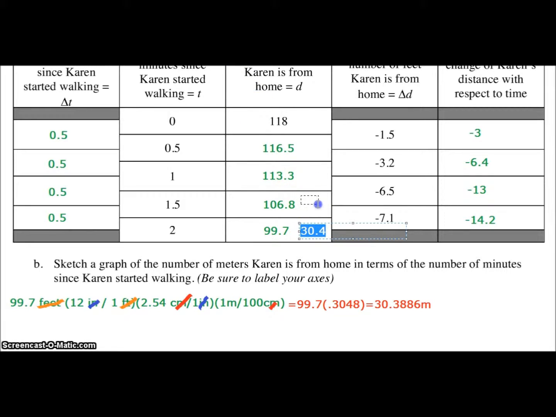And likewise, we can multiply each of these by that conversion factor, 0.3048. 106.8 times 0.3048 is 32.55. And we can do the same thing here: 113.3 times 0.3048 and 116.5 times 0.3048. And we can convert all of these to meters.